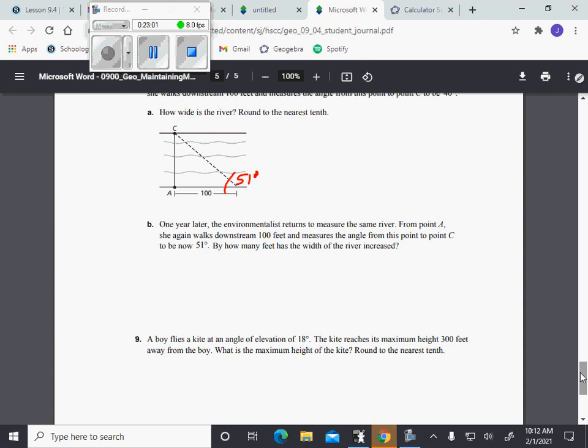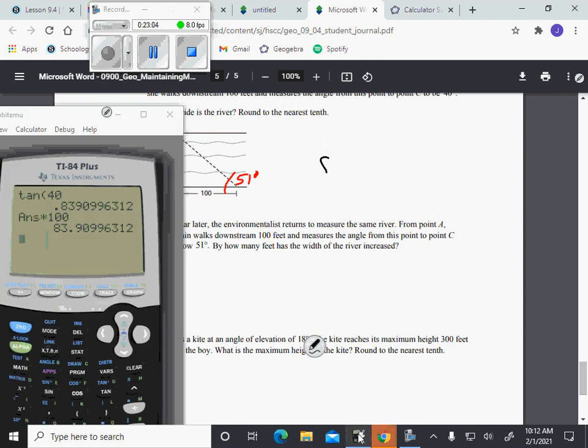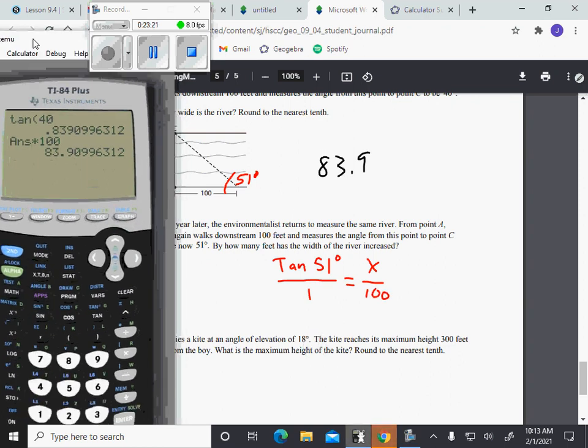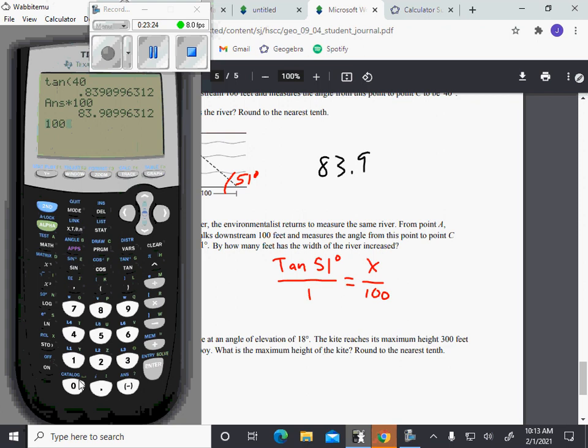Okay, so it might be helpful to remember that this was 83.9. Okay, so let's find our answer here. We're going to say the tangent of 51 over 1 is going to be equal to X over 100. Okay, so we have to take 100 times the tangent of 51 equals 123.5. So X is now roughly 123.5.